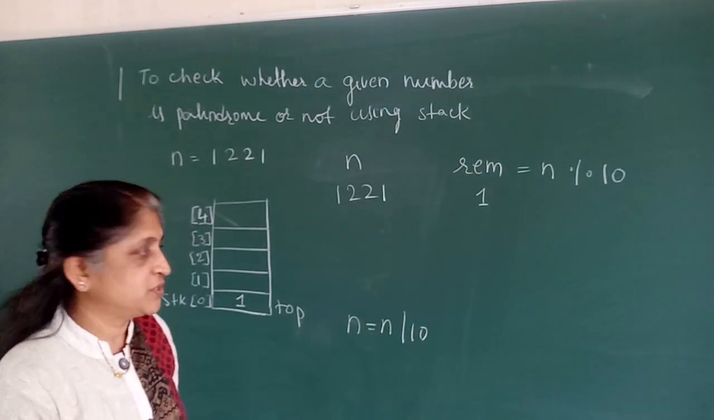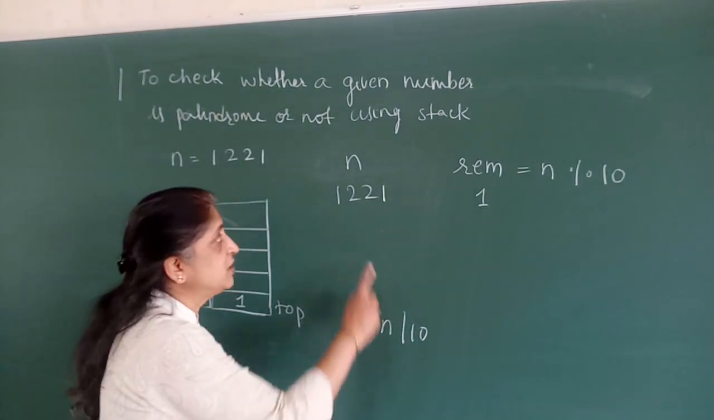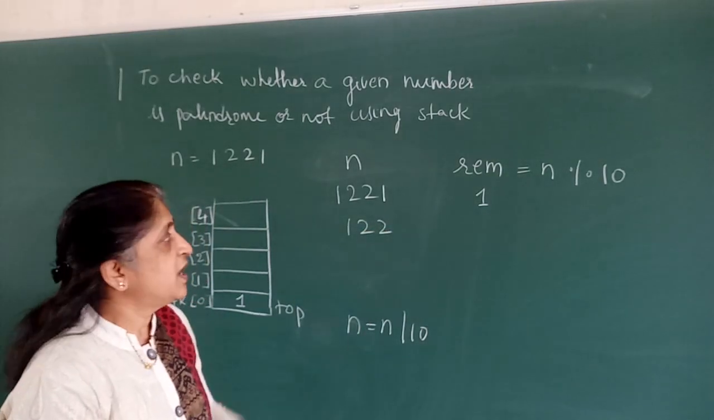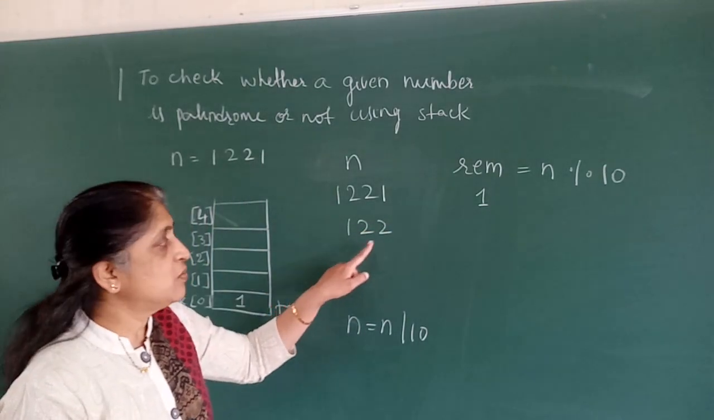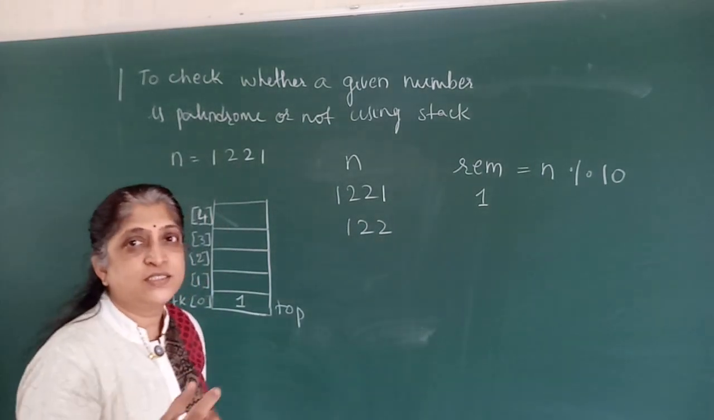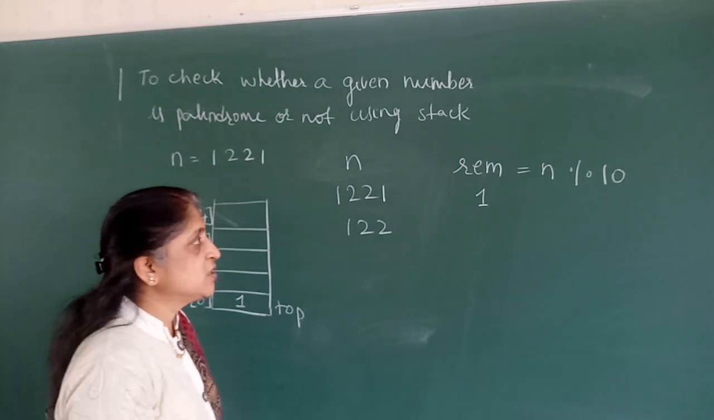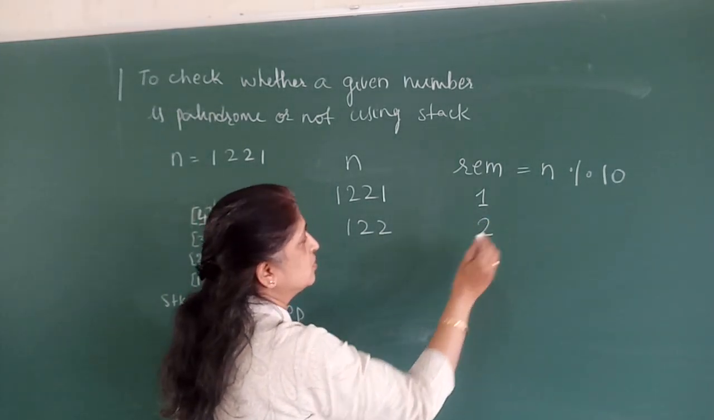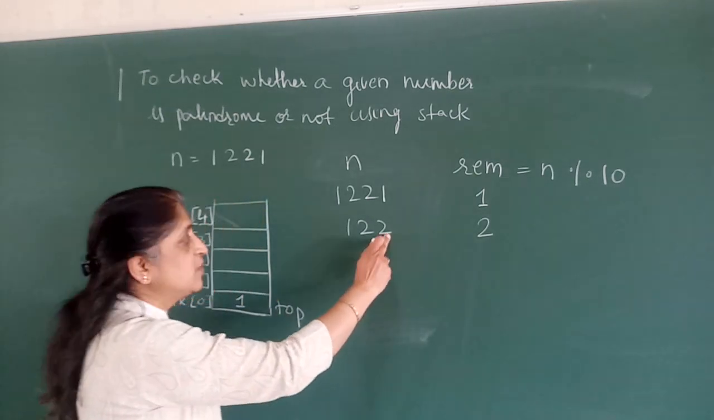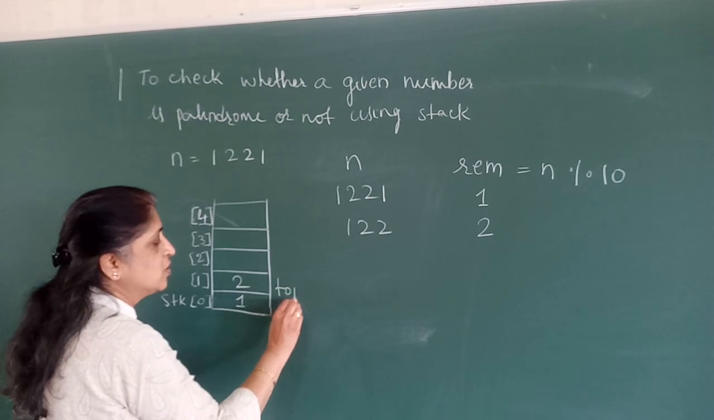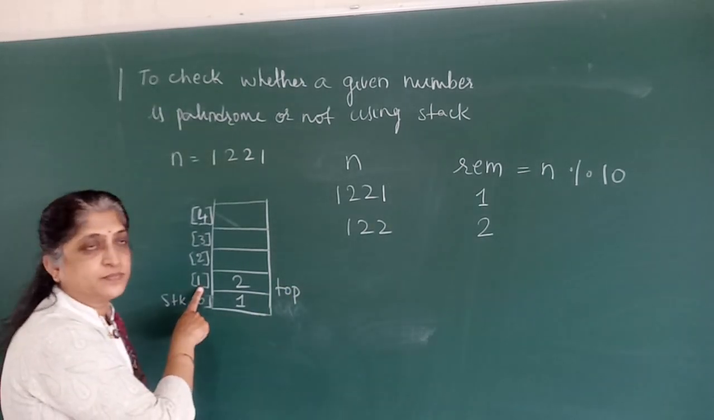It's an integer division. When we perform this operation, we get 1, 2, 2. I assign it to n. n is now 1, 2, 2. Find the remainder of this, because I want the digits of this number. 1, 2, 2 mod 10 is 2. I will push this 2 to the stack. Now top is holding the index 1.